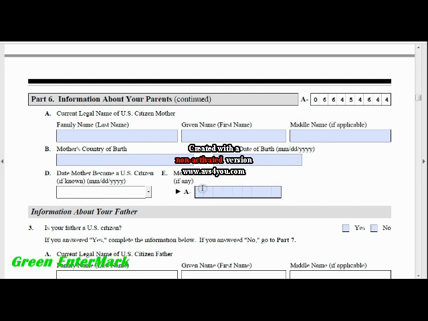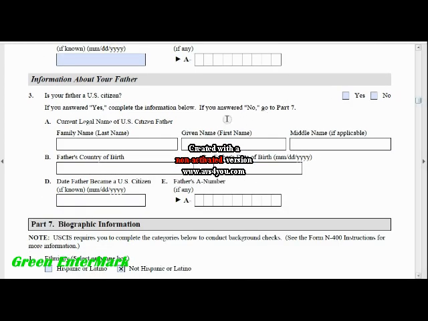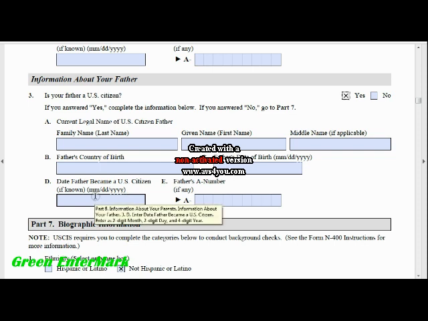If you don't, never mind. But it's the alien registration number. If your mother has some alien registration number, you have to mention it. Okay. Then after that, information about your father. Is your father a US citizen? So mention yes. And if you answered yes, complete the form. Last name, first name, and the middle name. Then father's country of birth and date of birth of father and date on which your father became a US citizen and the alien registration number of your father.